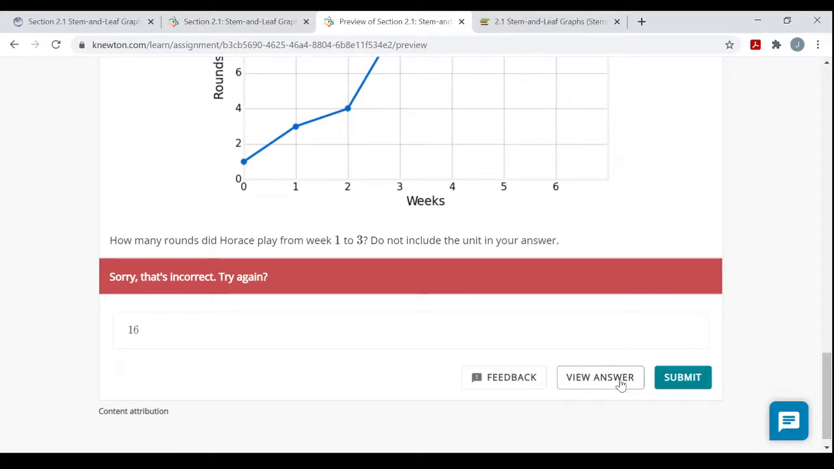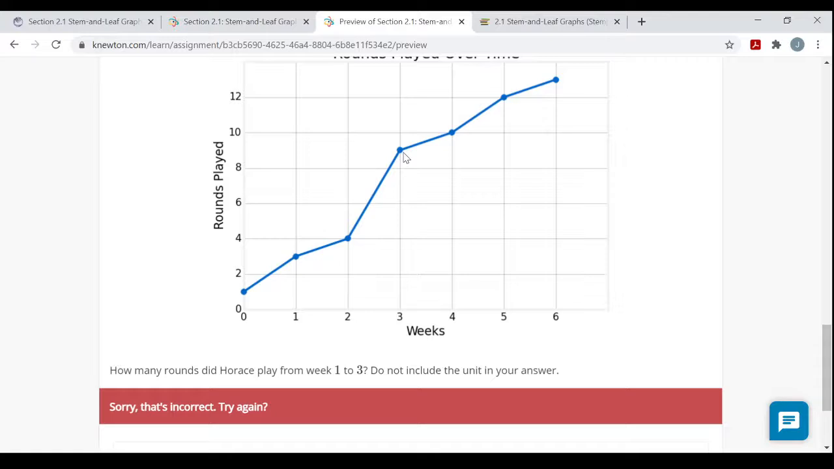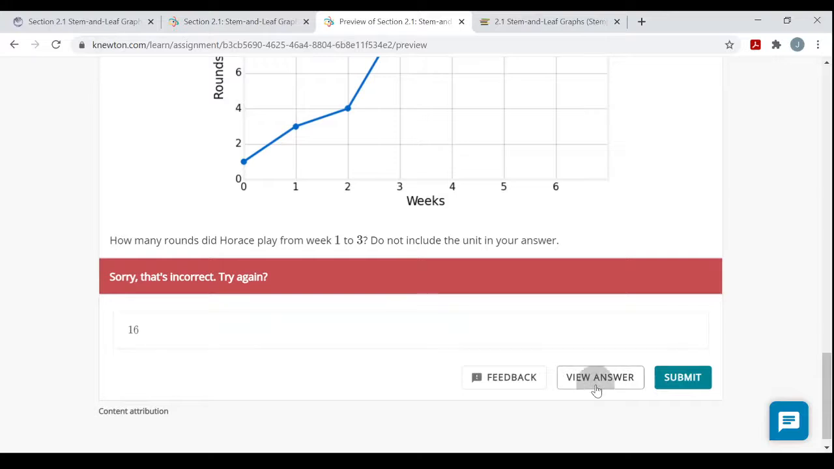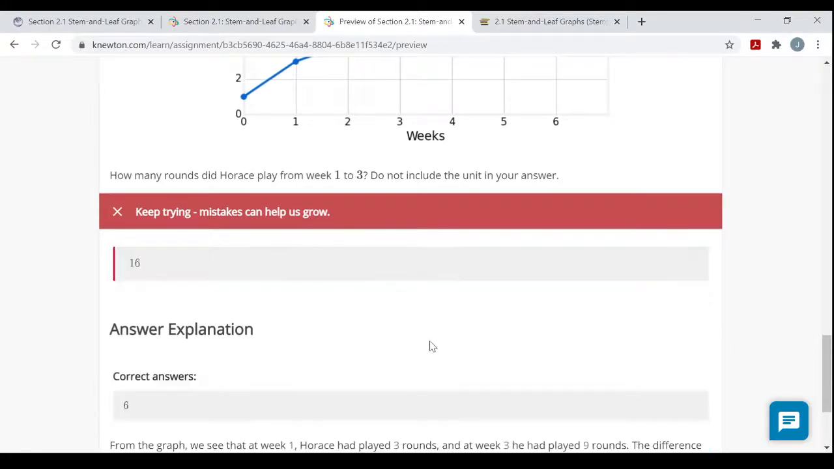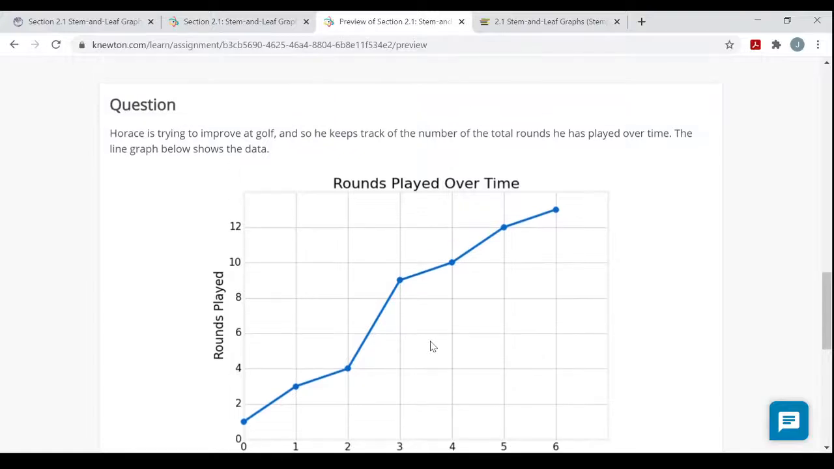All right, let's see what the answer is. So this will happen from week 1 to week 3. 3 plus 4 plus 9. That's 16. Let's see what their answer is. 6. Oh. Okay. I misread the table. All right, my apologies. This will just make it a little longer.